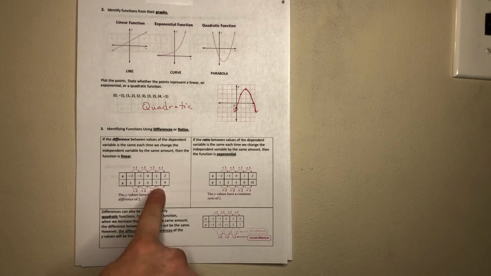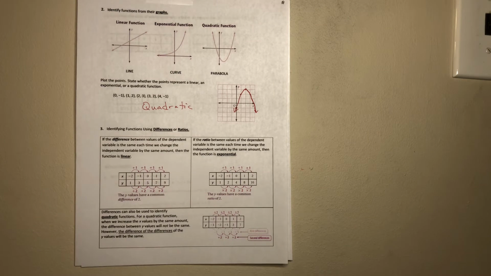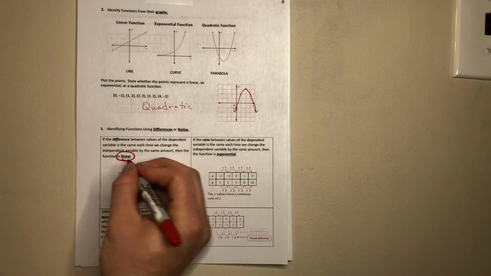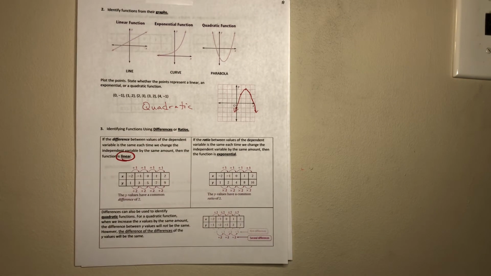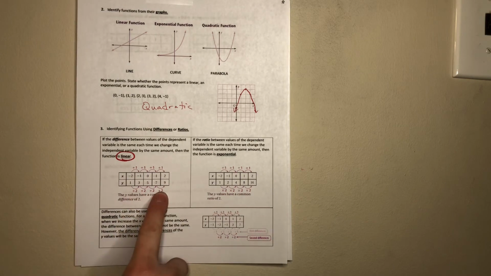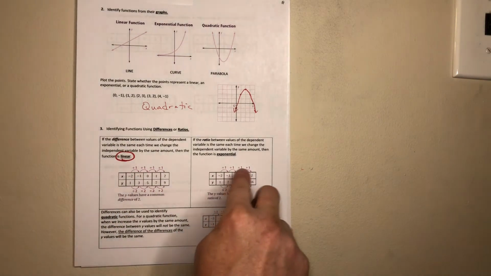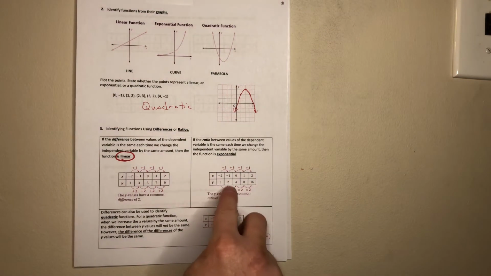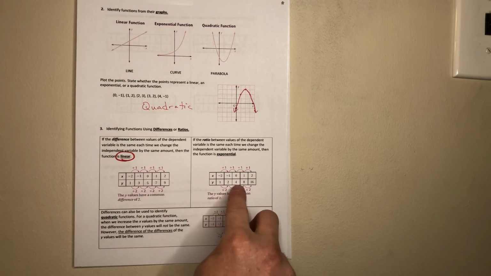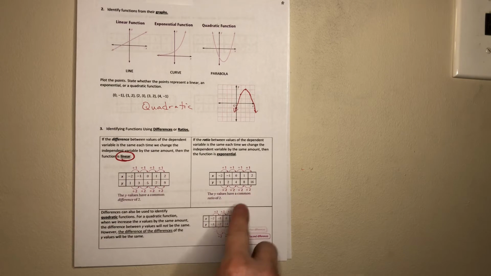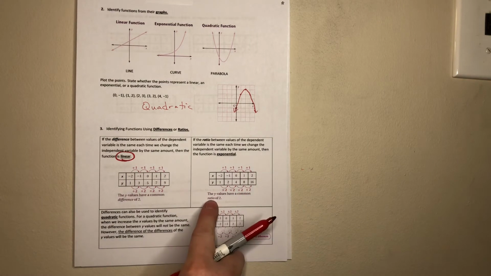If it has a common difference, then what is it? It is linear. It is linear if it has a common difference. You already know that. Awesome. If as the x goes up by the same amount, if you're multiplying by 2, for example, we would say this has a common ratio.